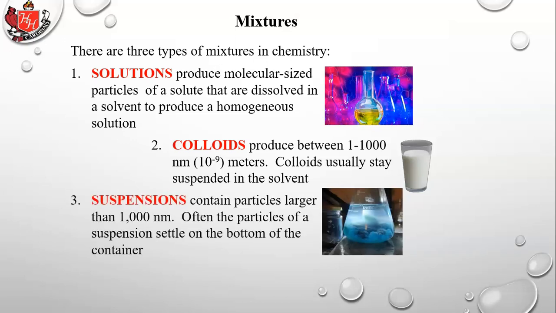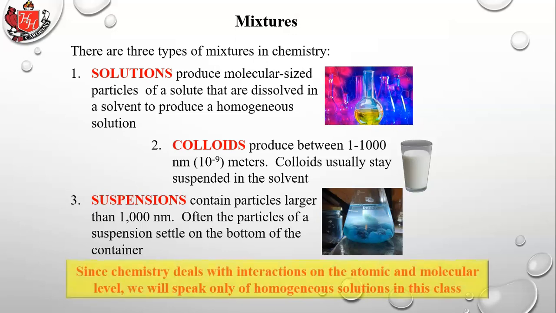Third are suspensions. Suspensions contain particles larger than 1,000 nanometers. Often the particles of a suspension settle on the bottom of the container, as you see in that picture right there. Since chemistry deals with interactions on the atomic and molecular level, we will speak only of homogeneous solutions in this class.